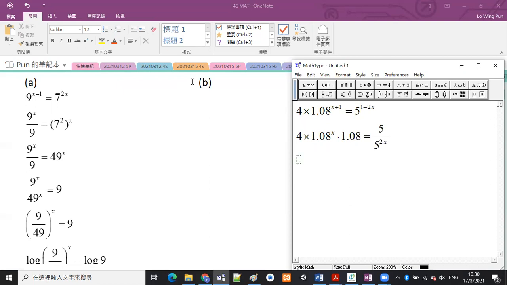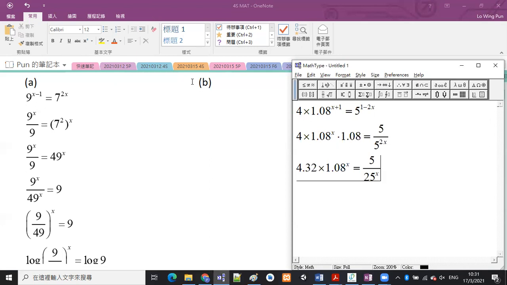Okay, and then these two numbers, 4 and 1.08, are pure numbers. So you may just calculate that together first. It should be 4.32. Okay, and then times 1.08 to the power x. Right hand side is 5 over. And again, I will write the 5 to the power 2x to be 5 squared to the power x. Okay, so that should be 25 to the power x.